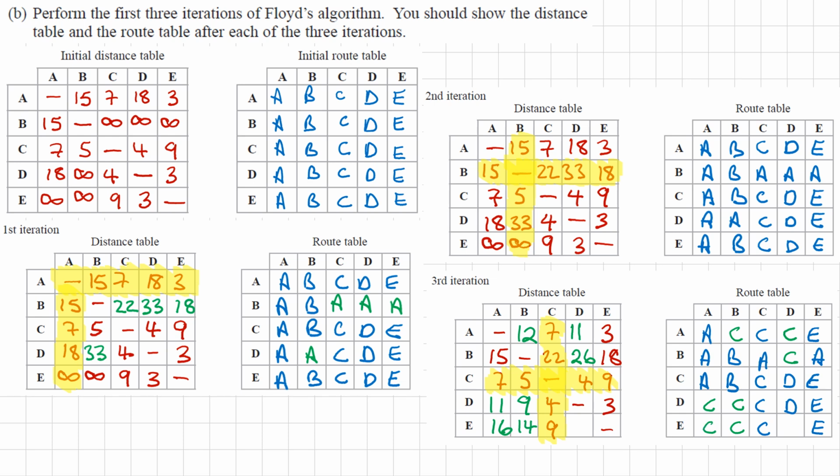And then we're on to the last one. This will be 4 plus 9, which is 13. It's greater than 3, so no change to the value and no change to the letter. That was a D, so that's going to remain as a D.